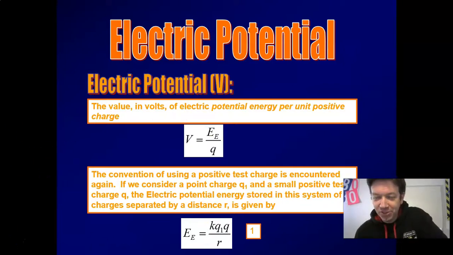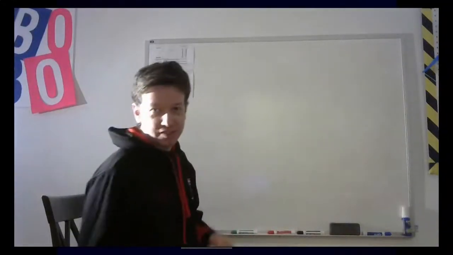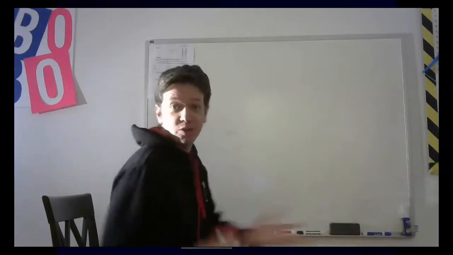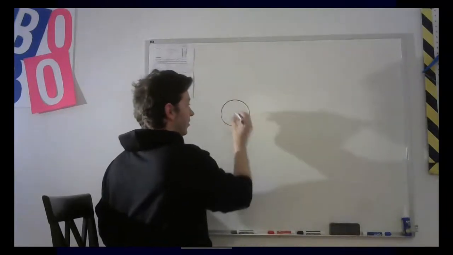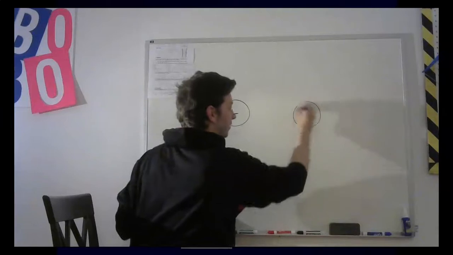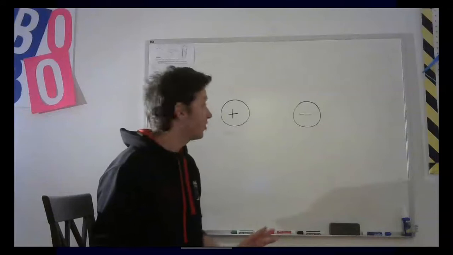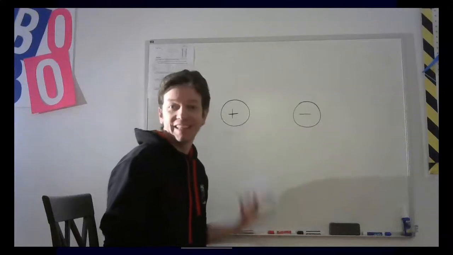Okay, so let me try and explain this again, because it is quite confusing. I'm going to make this a little bigger. We're going to go to the whiteboard. All right. So, electric potential energy. In the equation you have two charges, Q1 and Q2. Let's take one charge here, positive, one charge here, negative. They're opposite charges, they attract. You can determine the energy involved in that system.